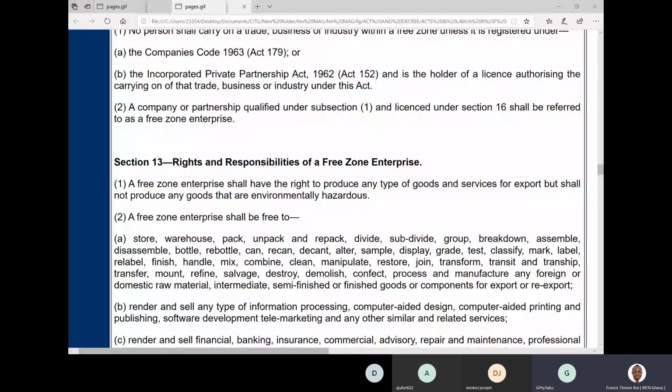Subsection 2. A free zone enterprise is free to store, warehouse, pack, unpack, and repack, divide, subdivide, group, break down, assemble, disassemble, bottle, rebottle, can, recan, decant, alter, sample, display, grade, test, classify, mark, label, relabel, finish, handle, mix, combine, clean, manipulate, restore, join, transform, transit, and transship, transfer, mount, refine, salvage, destroy, demolish, confect, process and manufacture a foreign or domestic raw material, intermediate, semi-finished or finished goods or components for export or re-exports. This is very important.